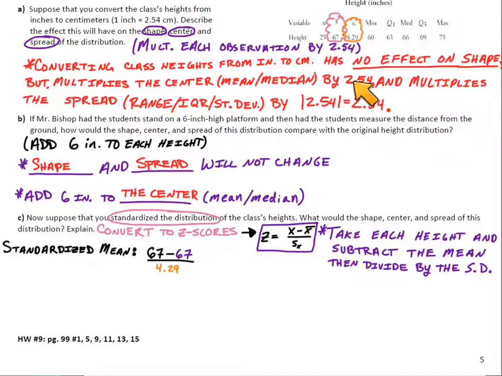You know what? I want to get the handout here. Can I get? Yeah, I like the green hand. Nice. 4.29. Okay, so our new mean is 0.